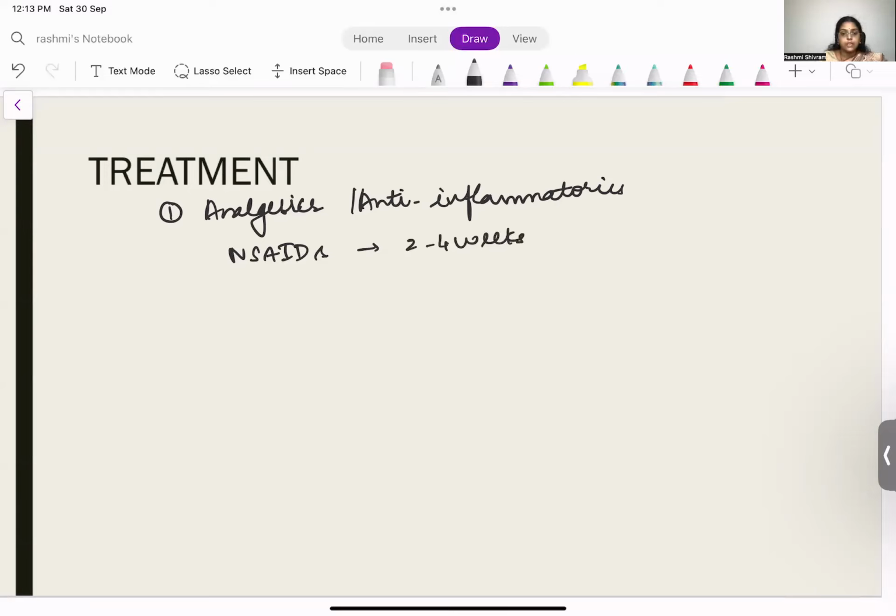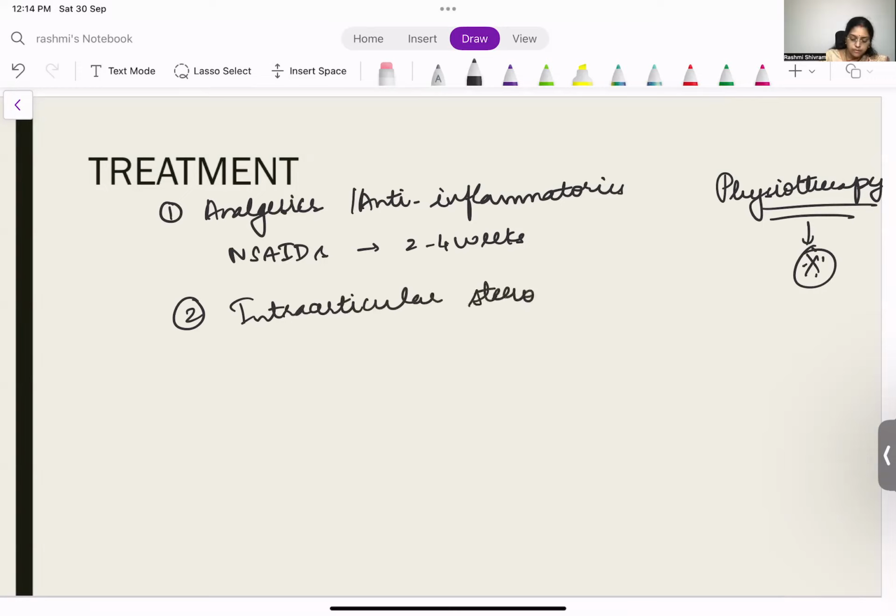But what is the mainstay of treatment in this? The main important thing is physiotherapy. We already saw that the pain improves with activity, right? So you need to keep the joint active and mobile, so that the pain will be relieved and the inflammation will also be reduced. So physiotherapy is very, very important. If the pain is not relieved with analgesics, you can give intra-articular steroids, which will reduce the inflammation inside the joint. Intra-articular steroids are given for pain relief.